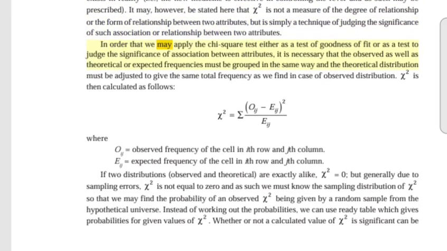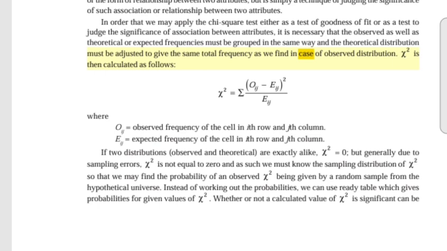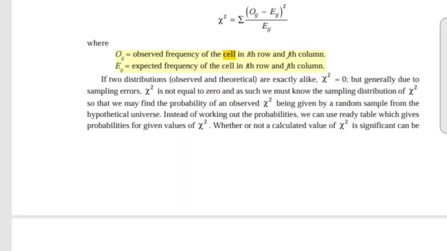In order that we may apply the chi-square test either as a test of goodness of fit or as a test to judge the significance of association between attributes, it is necessary that the observed as well as theoretical or expected frequencies must be grouped in the same way, and the theoretical distribution must be adjusted to give the same total frequency as we find in case of the observed distribution. Chi-square is then calculated as follows: chi-square equals the sum of (Oij minus Eij) squared divided by Eij, where Oij equals the observed frequency of the cell in the ith row and jth column, and Eij equals the expected frequency of the cell in the ith row and jth column.